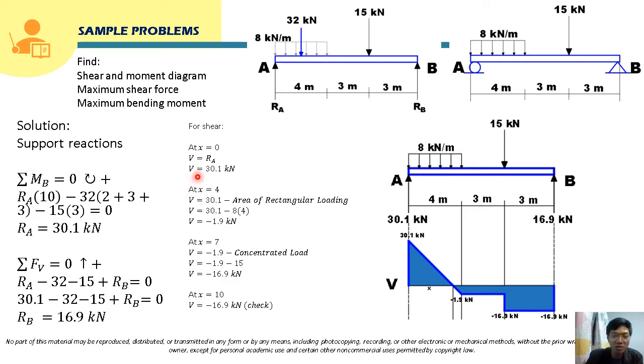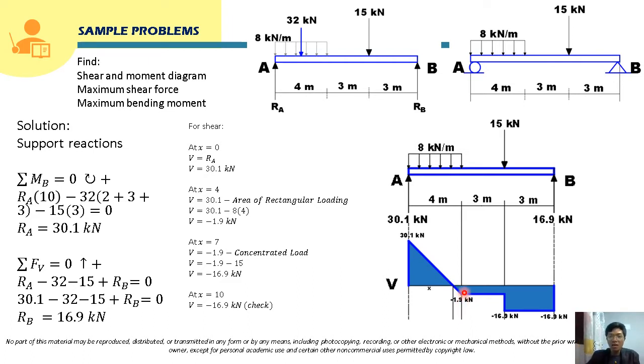For the first value at x equal to 0, this will be at this point. The shear here is 30.1. This is positive, so it will be plotted above the x-axis. So this will be 30.1 kilonewton. Now, at x equal to 4, this will be at this point. At this point, the shear is negative 1.9. Negative, class, so it will be plotted below the x-axis. That's why negative 1.9 is here.